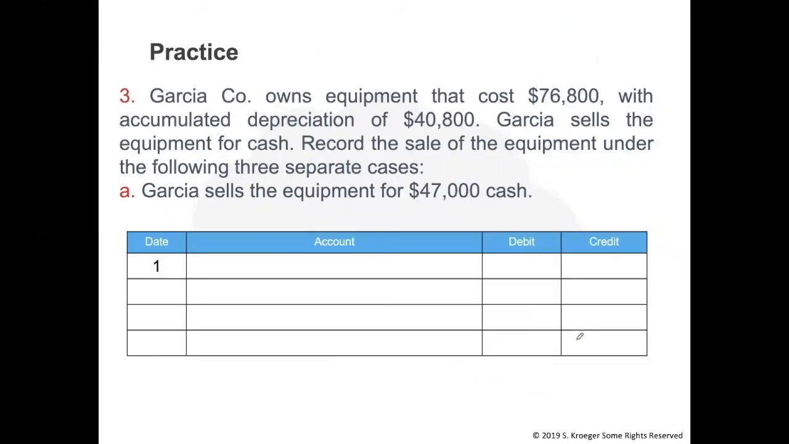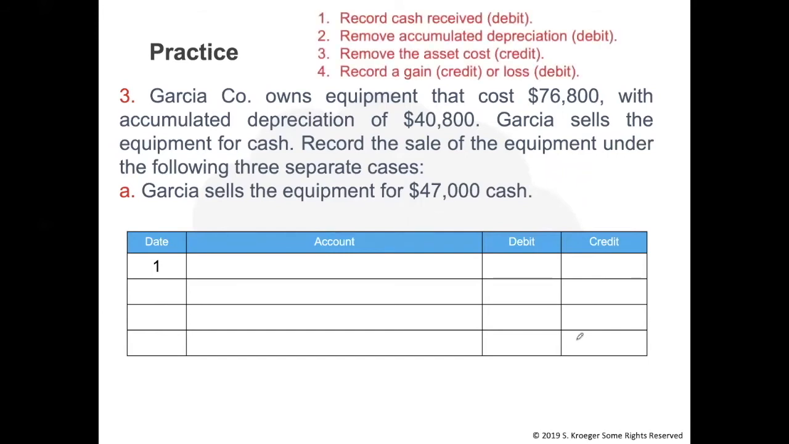This is practice problem number 3. Garcia Co. owns equipment that costs $76,800 with accumulated depreciation of $40,800. Garcia sells the equipment for cash. Record the sale of the equipment under the following 3 separate cases. In case A, Garcia sells the equipment for $47,000 cash. As a reminder, I copied over those instructions here so that we can refer back to it.